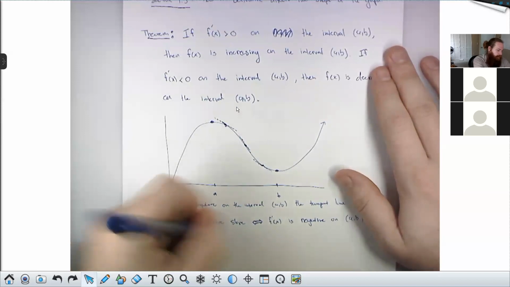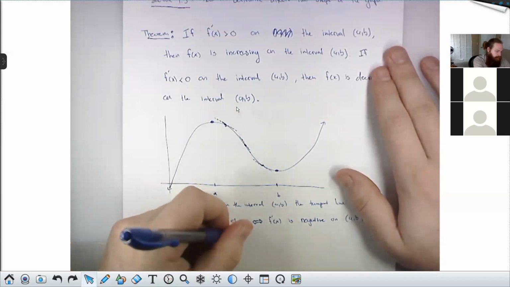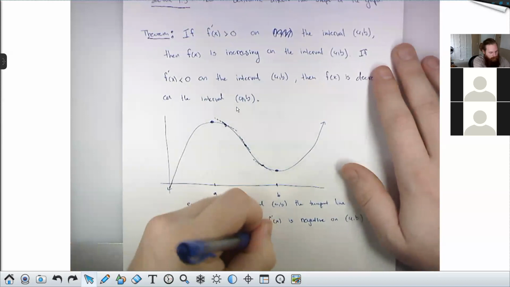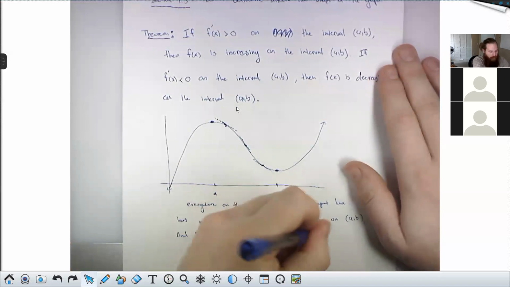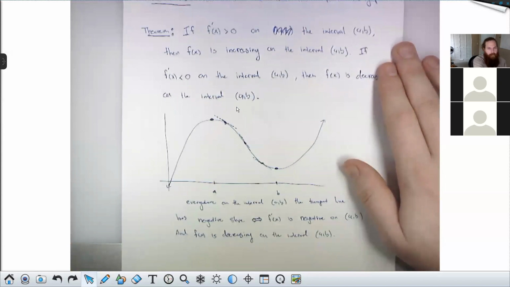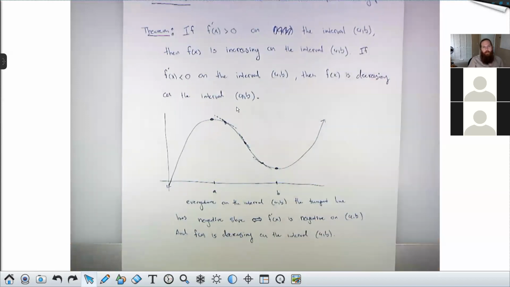f of x is decreasing on the interval AB. All right, so just a little example here. If you look at the tangent line here, the slope is negative. Here, the slope is a little bit more negative. Here, the slope is starting to come back towards positive, but it's still negative. Right at these endpoints, the slope is 0. But everywhere in between, the slope of the tangent line is negative, and also the function is decreasing.